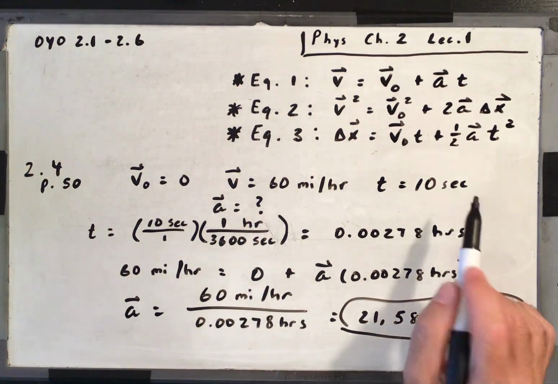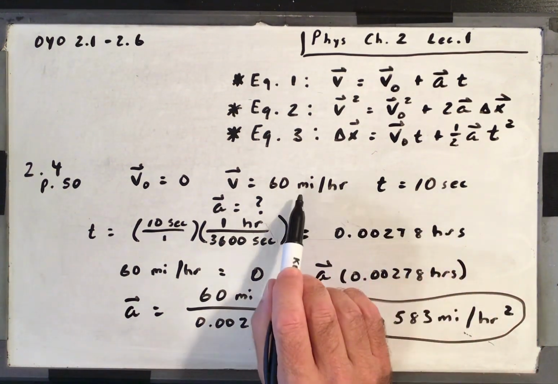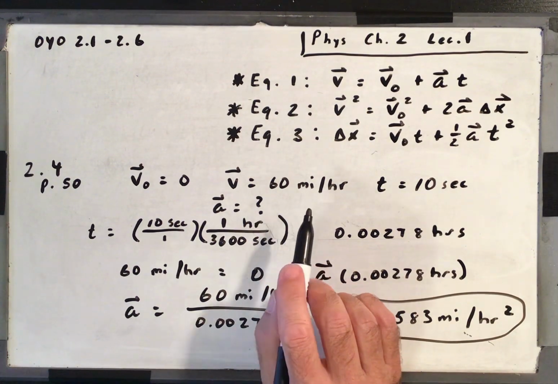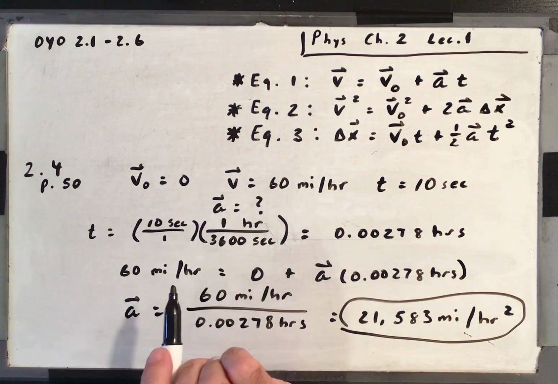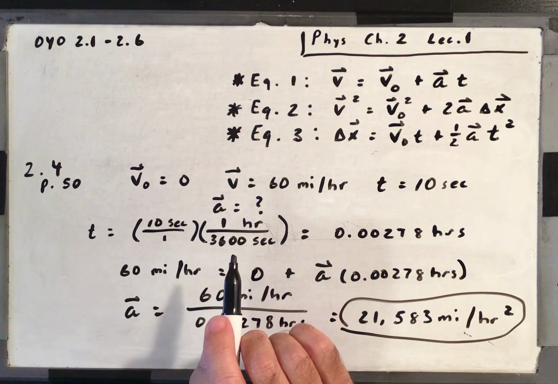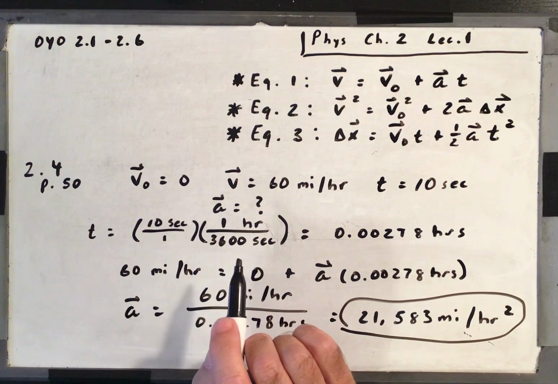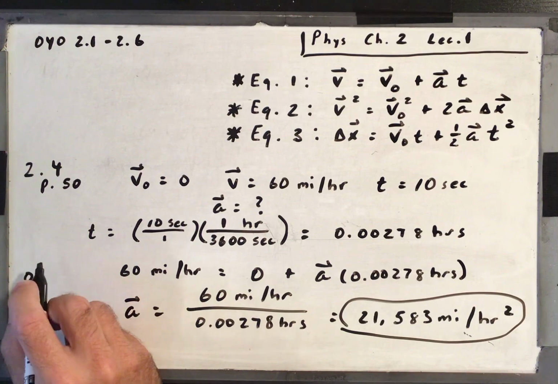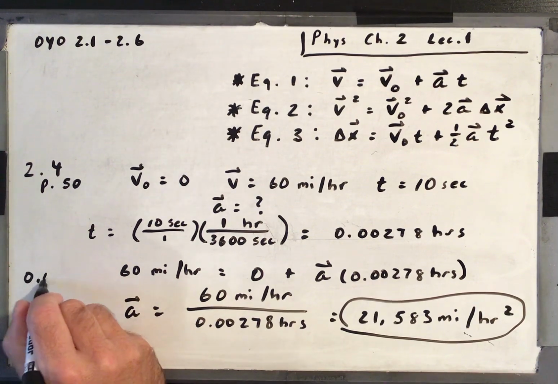Now, if you decide to work this by changing velocity into miles per second squared, you absolutely can do that if you want to try that. Your answer will be 0.00167 miles per second squared.